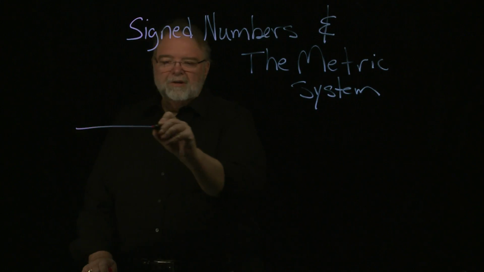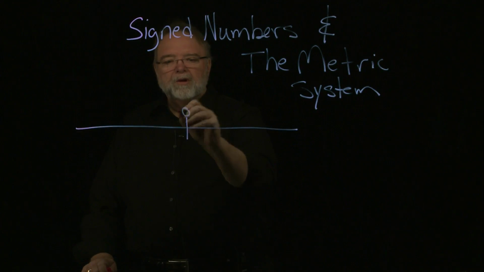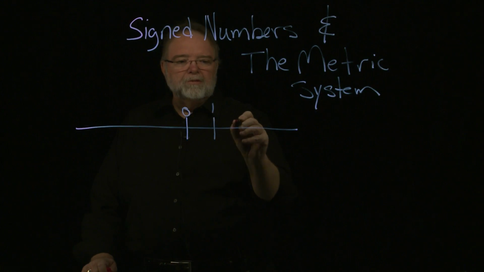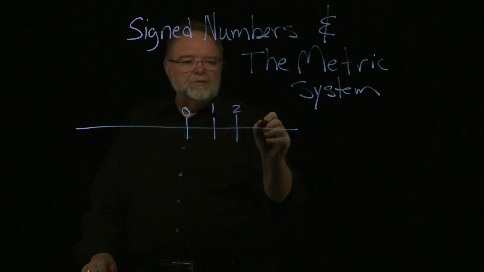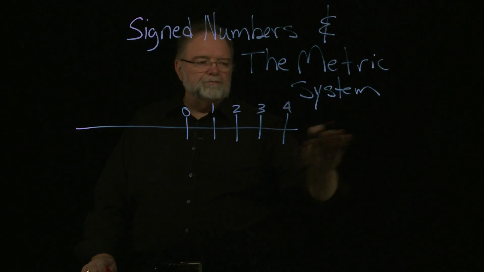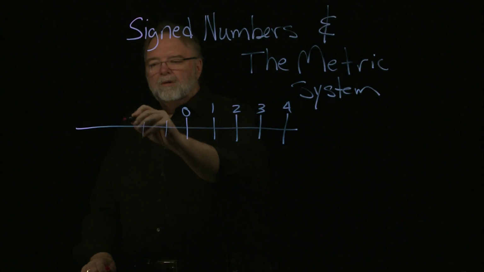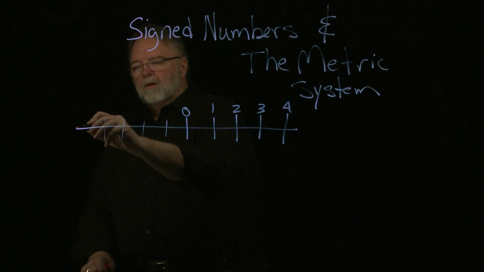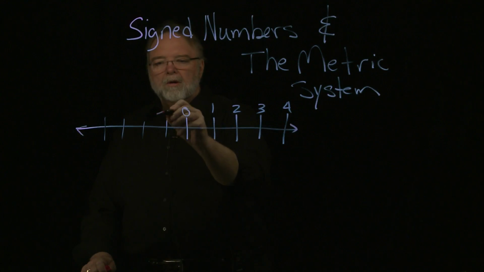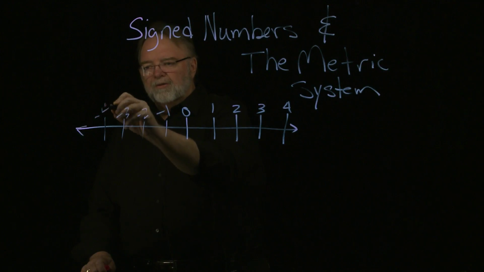very simply, we're talking about a number line. So here would be 0. Say this is 1, 2, 3, 4, on to infinity. Minus 1, minus 2, minus 3, minus 4.